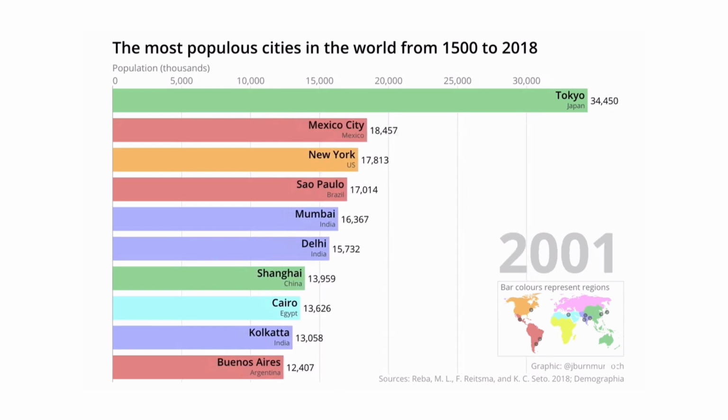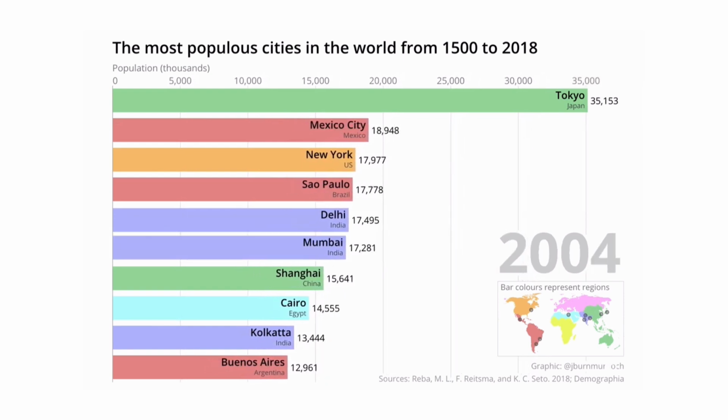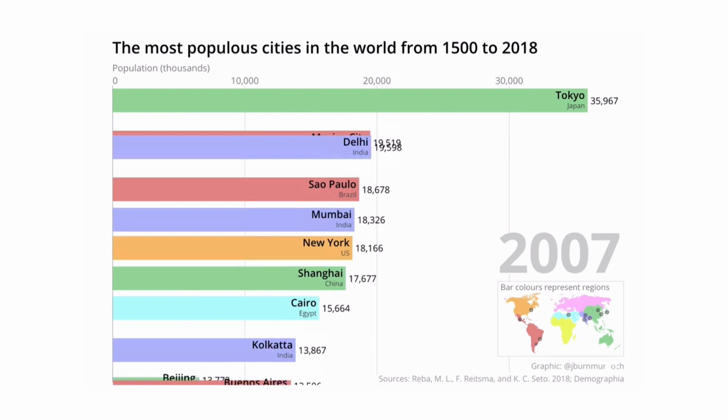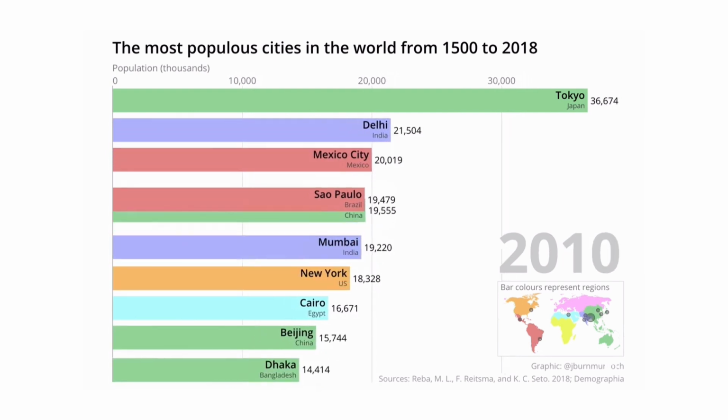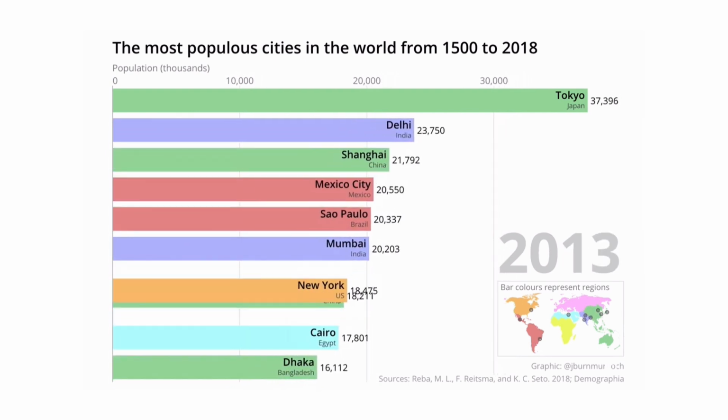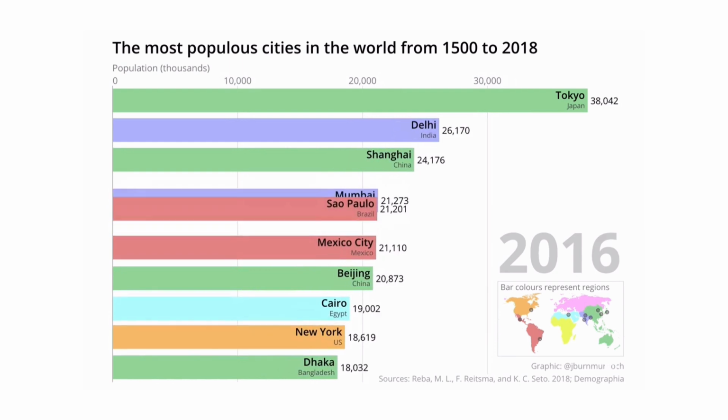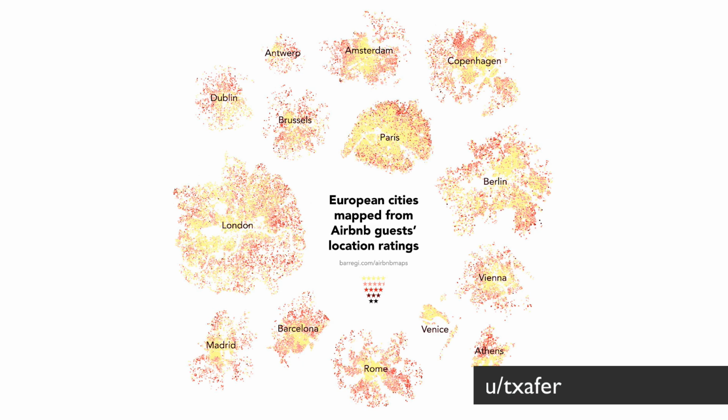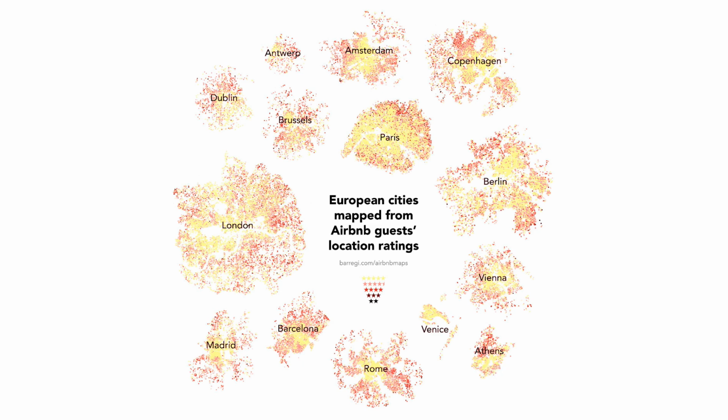By the year 2000, that shift has completely changed again, with Tokyo being by far the most populous city in the world. And let's just let it play out for the last years as you see the Indian cities really shoot up, as well as a couple of other Chinese cities. And there we go.